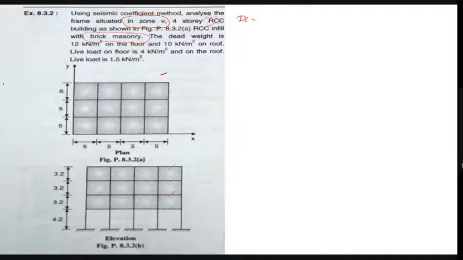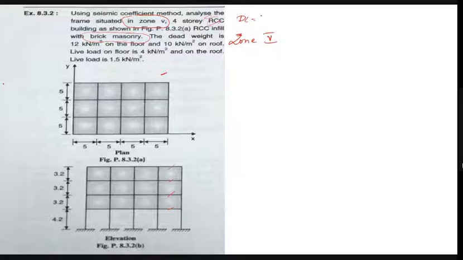Okay. The next problem statement is like this. Using seismic coefficient method, analyze the frame situated in zone 5. He has given the zone number 5. It is a 4-story RCC building as shown in the figure. And the building is infilled with the brick masonry.